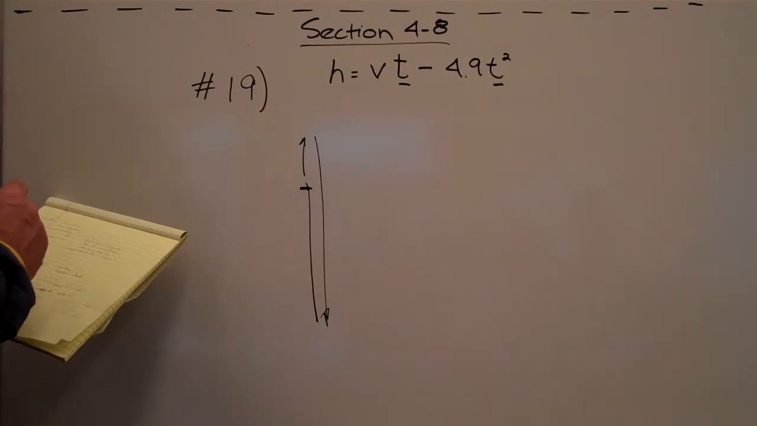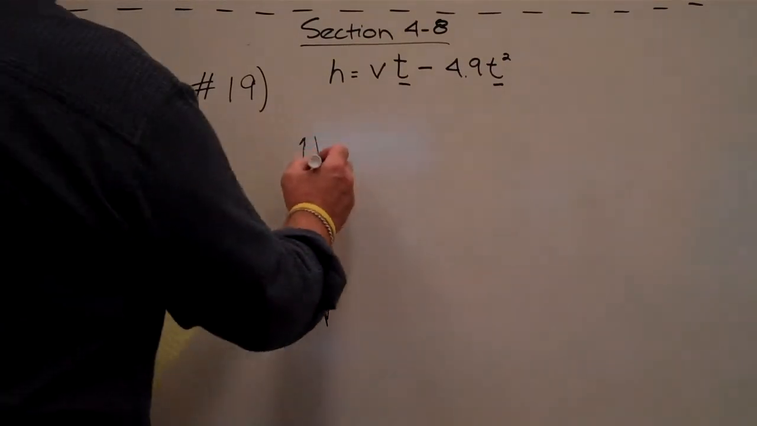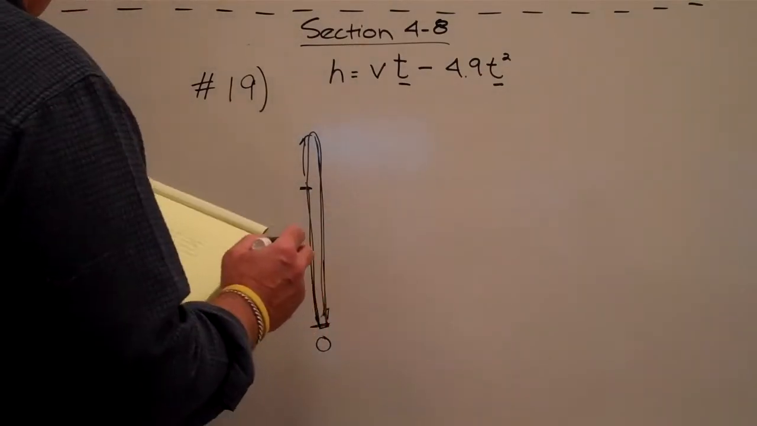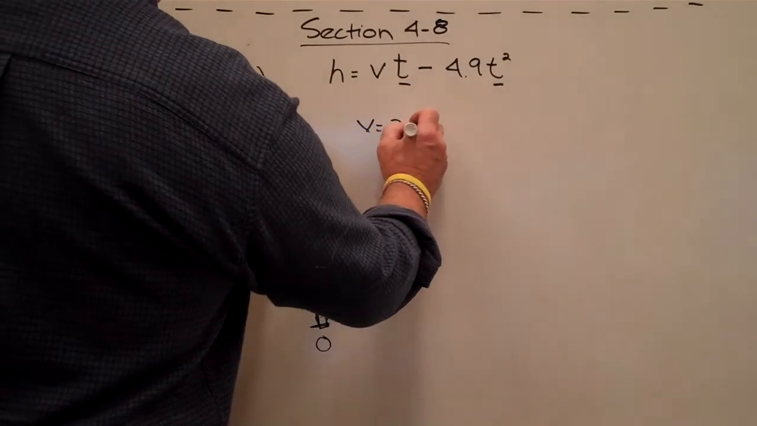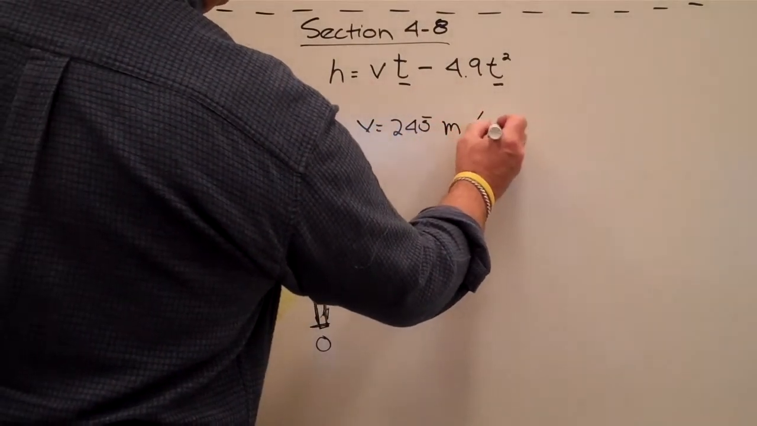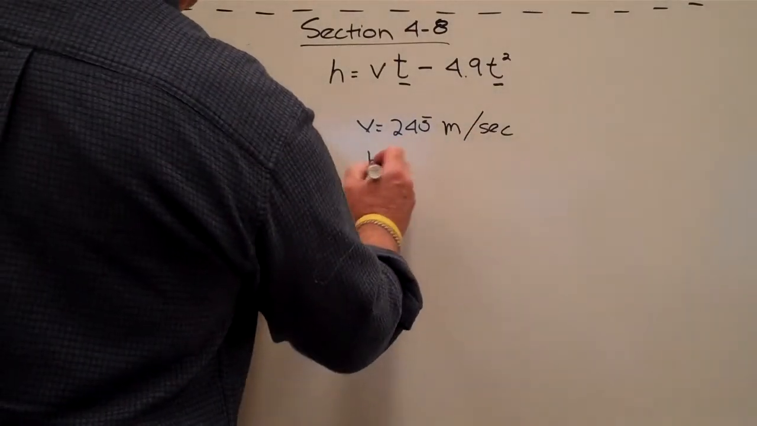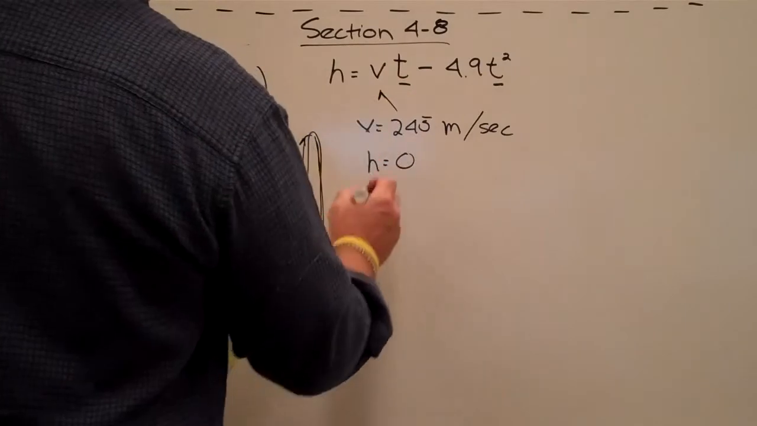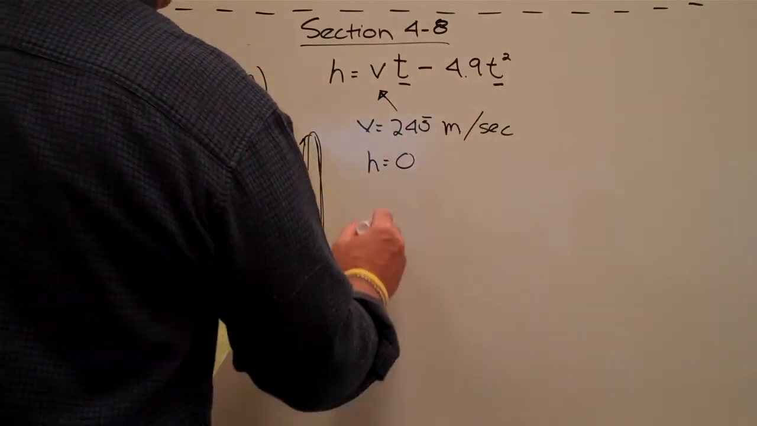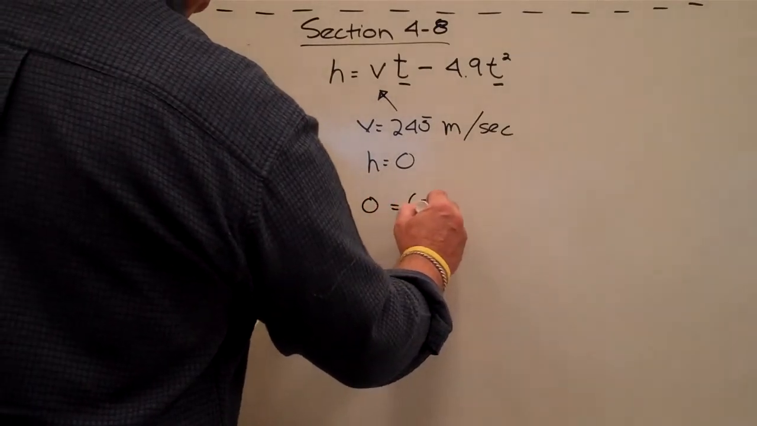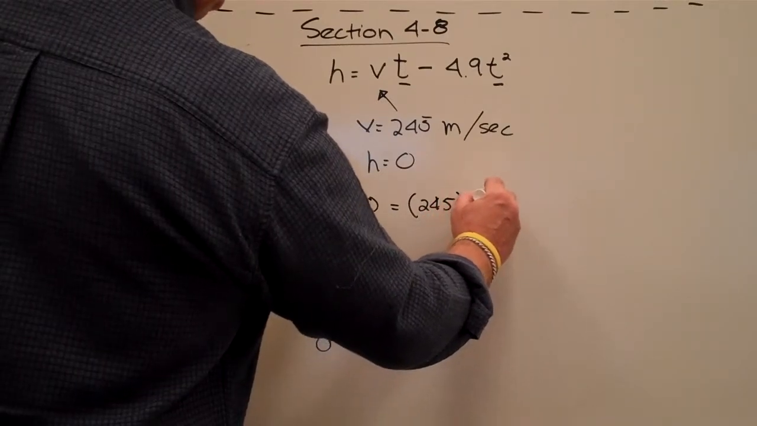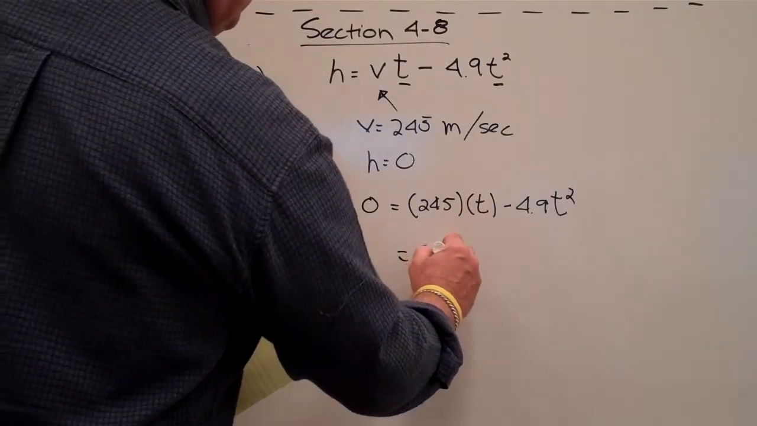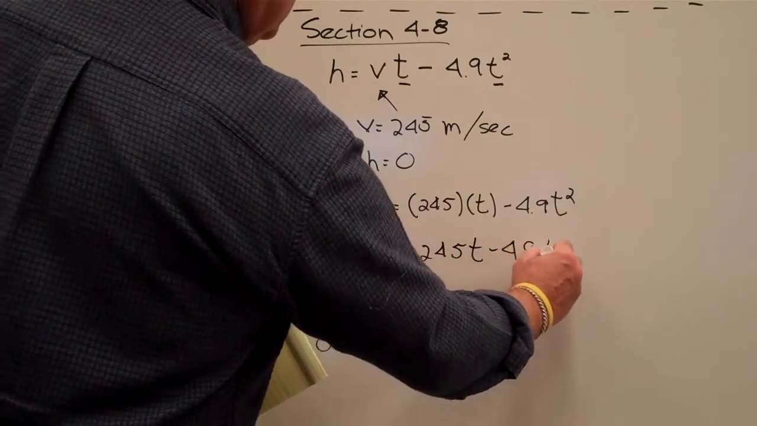The hard part about this is that we have to think about height in the round trip. When it's back down here is 0. But it does a round trip here. So V is equal to, in this problem, 245 meters per second. And H, because it ends up back where it started, is 0. So we need to plug in here. Time is what we're trying to find here. So we can say that 0 is equal to 245 times t minus 4.9 t squared.